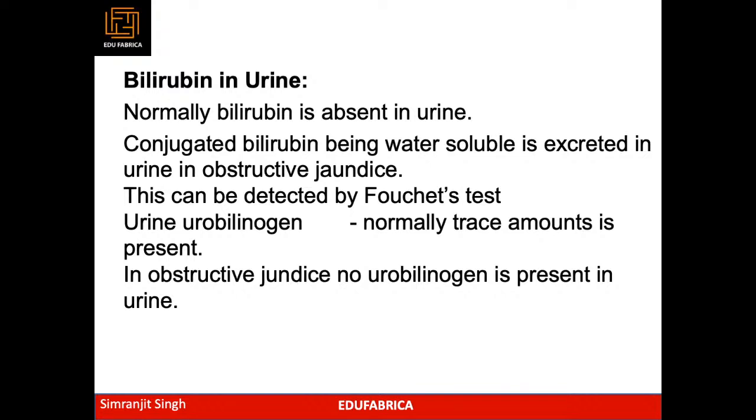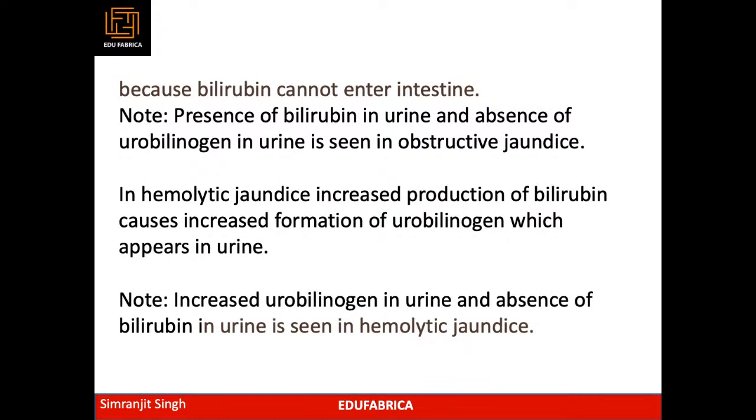Bilirubin in urine: normally bilirubin is absent in urine, and conjugated bilirubin, being water soluble, is excreted in the urine in obstructive jaundice, and this can be detected by the Fouchet test. Urine urobilinogen is normally present in trace amounts, and in obstructive jaundice no urobilinogen is present in urine because bilirubin cannot enter the intestine. So presence of bilirubin in urine and absence of urobilinogen in urine is seen in obstructive jaundice. In hemolytic jaundice, increased production of bilirubin causes increased formation of urobilinogen, which appears in urine.